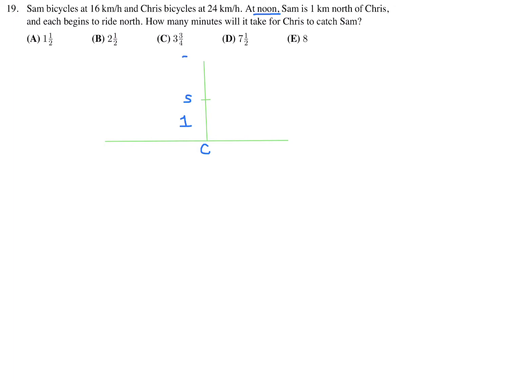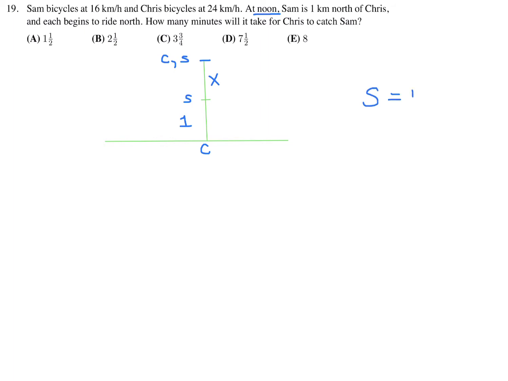And then eventually, Sam gets to this point, and then Chris catches up with him. So I'll write Chris here. Chris and Sam eventually get to the same point right there. Now, the distance from here to here, I don't know, so I'll just call it X. So that's the setup.